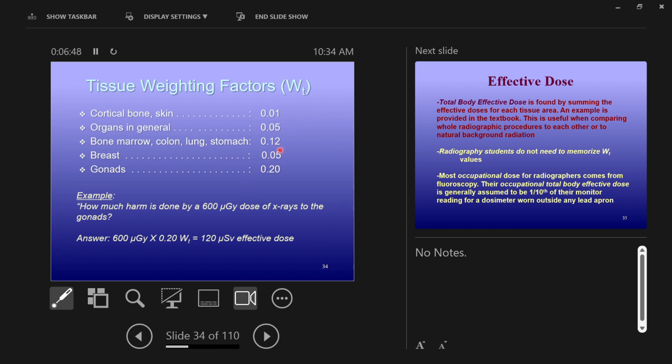The number for them, the radiation tissue weighting factor, is a bigger number. So the smaller that this tissue weighting factor number is, the less sensitive that tissue is. The word we like to use is radio-resistant. Skin and bone are more radio-resistant than the breast. The breasts are more radio-resistant than the gonads, and the gonads are the most radio-sensitive or the least radio-resistant.